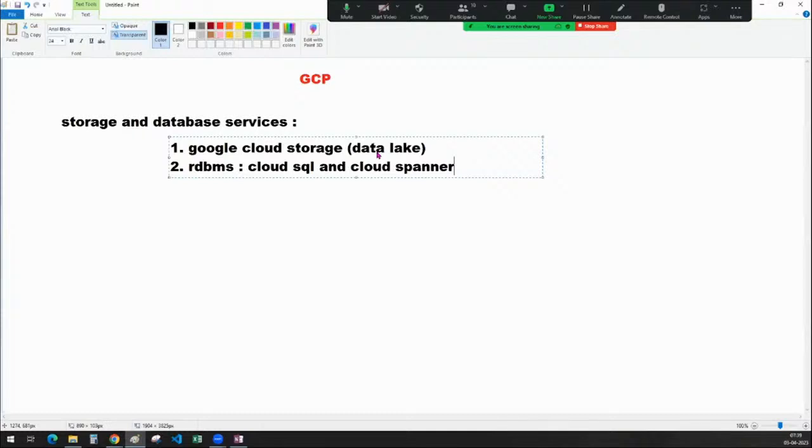That means if you have an on-premises MySQL and you want to migrate it to the same MySQL with the same version in the cloud, you have these services readily available, guys. So this is Cloud SQL and Cloud Spanner that we are going to see in our sessions.